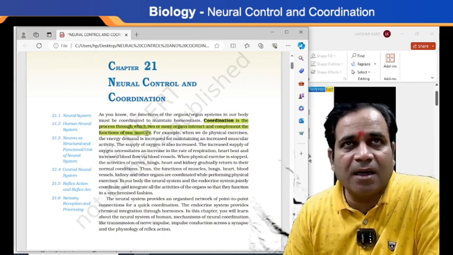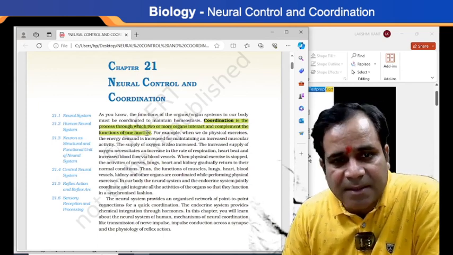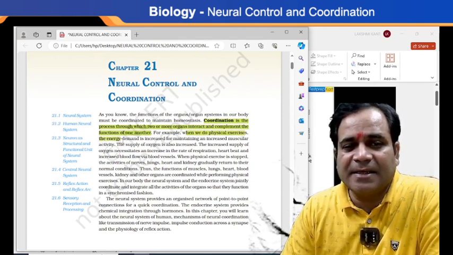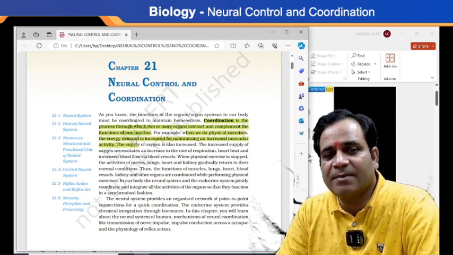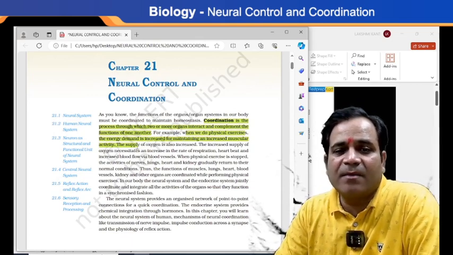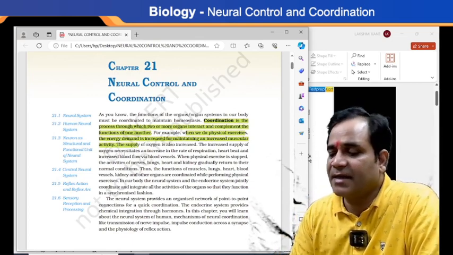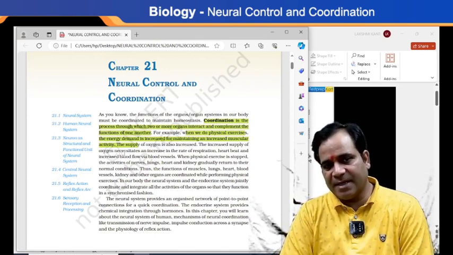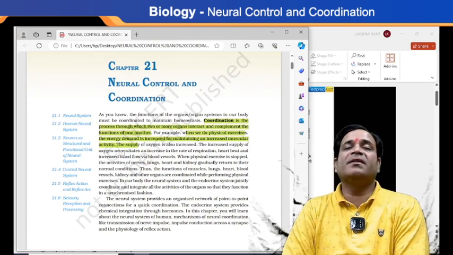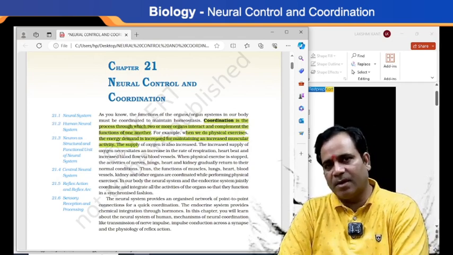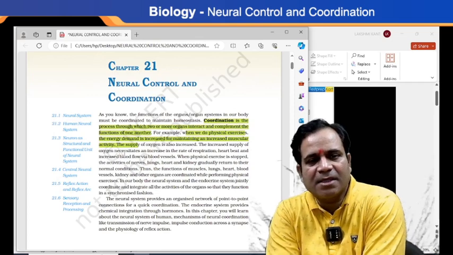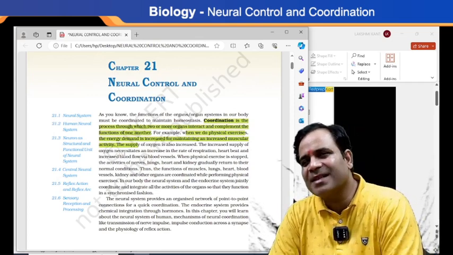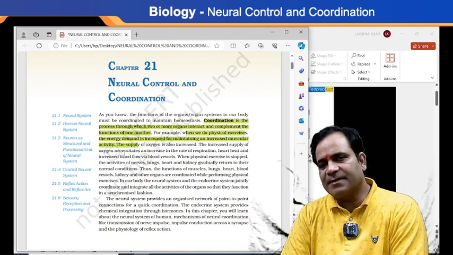This coordination will occur with the help of the nervous system, my dear. For example, when we do any physical exercise, the energy demand increases for maintaining increased muscular activity. So during any physical activity, our nervous control is regulating the whole body. You know why? Because the neural or nervous system is responsible for carrying impulses to each and every cell.